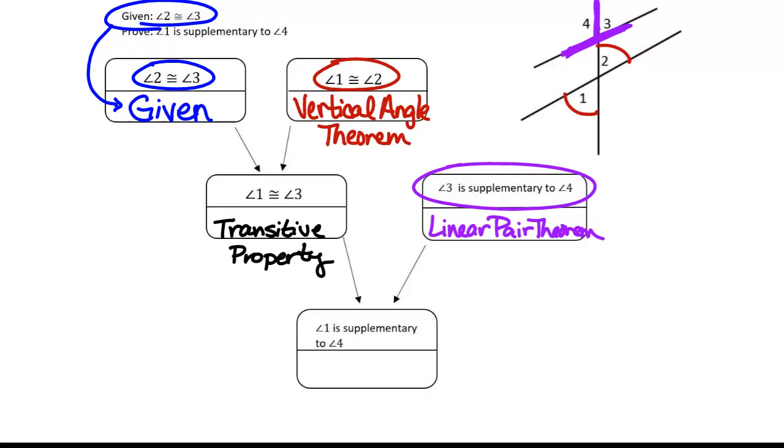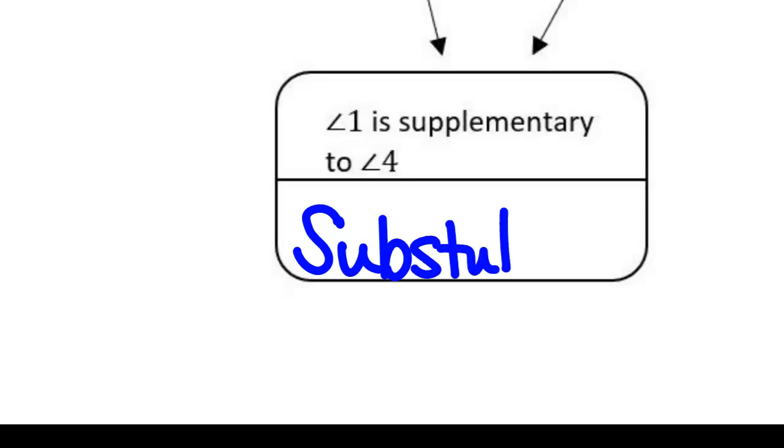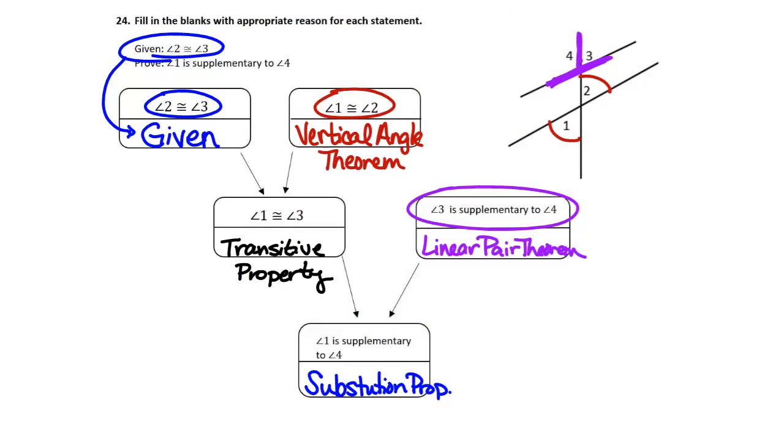Well, if 1 is congruent to 3, and we know that 3 is supplementary to 4, then why could I say that 1 is congruent to 4? Could use transitive, or we could use substitution. I would accept either one here. I would probably veer towards substitution on this one. But I would accept transitive property here as well, yes. Number 20, absolutely.